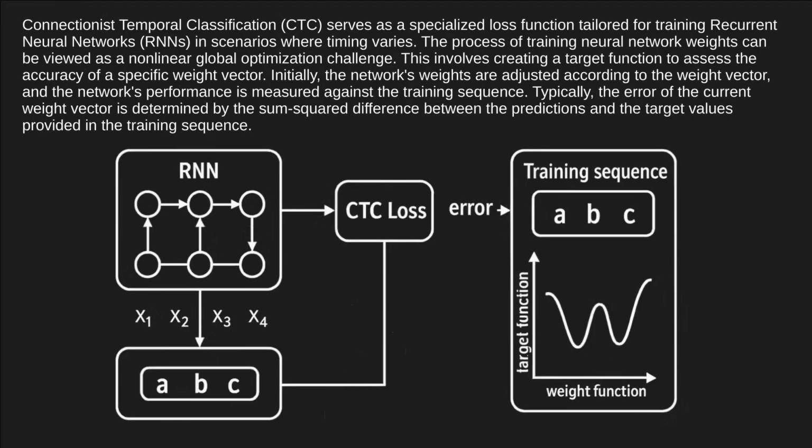Connectionist temporal classification, CTC, serves as a specialized loss function tailored for training recurrent neural networks, RNNs, in scenarios where timing varies. The process of training neural network weights can be viewed as a nonlinear global optimization challenge. This involves creating a target function to assess the accuracy of a specific weight vector. Initially, the network's weights are adjusted according to the weight vector, and the network's performance is measured against the training sequence. Typically, the error of the current weight vector is determined by the sum-squared difference between the predictions and the target values provided in the training sequence.